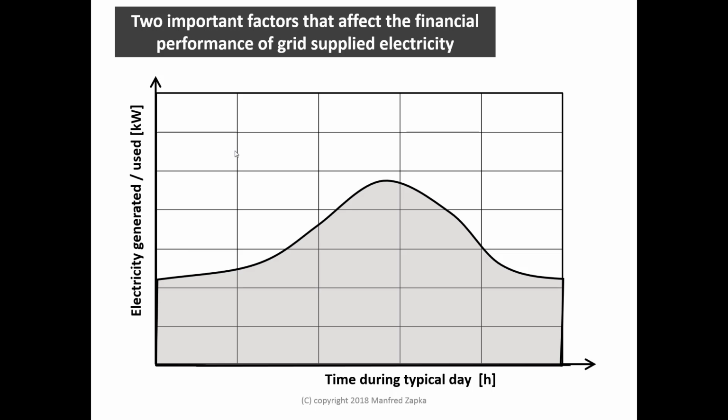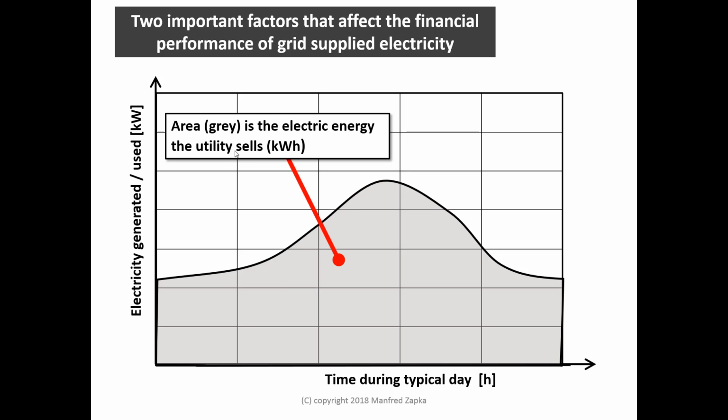In this slide, we define two important factors that affect the financial performance of the grid power supply system. The first factor is the amount of electric energy that the utility can sell. This is represented with a gray area under the curve. Since the electric energy, as kilowatt hours, is the product of power, which is kilowatt, and time, here hours, the energy that can be sold is the gray area under the curve.